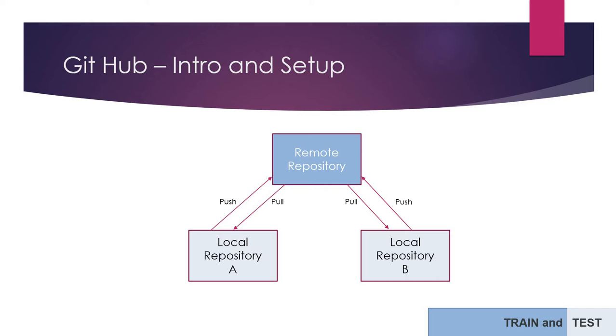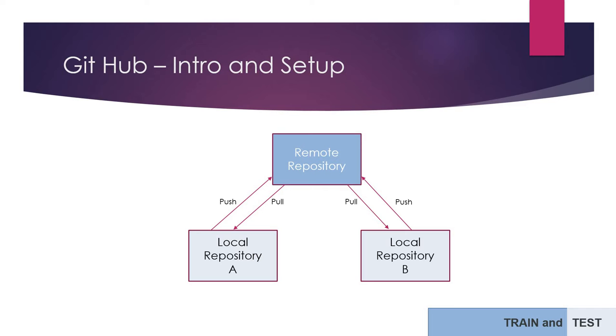Now the idea behind this is that each time you make some changes in your local repository, you have to push the changes to the remote repository so that other people can access those changes by pulling them into their local repositories, and vice versa. And both pushing and pulling are two of the most important commands when it comes to GitHub.